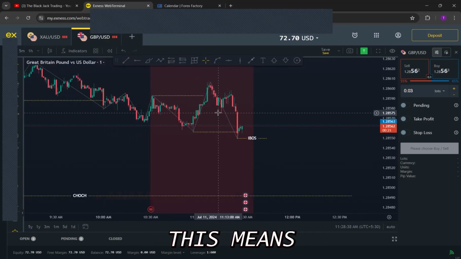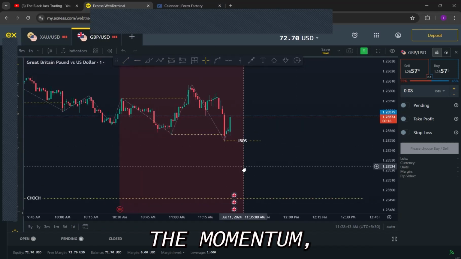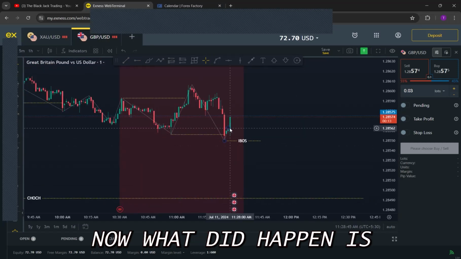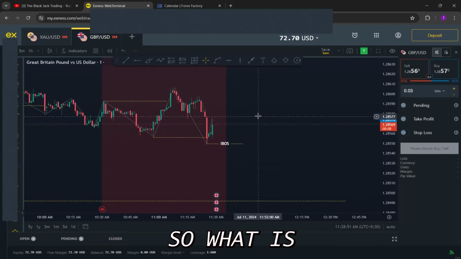The price has created this major lower low, and then the price is trying to create a lower high. After that, if the price continues the momentum, then what will happen? The price will create a lower low. Now what did happen? As you can see, the price suddenly created a spike, creating a buy leg in the market. So what is pending over here?